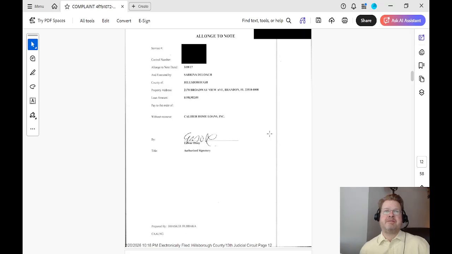An allonge is basically an extra page added to a note when there's no room to endorse on the note itself. It carries endorsements showing transfers. In foreclosure, that allonge has to be firmly affixed and properly executed. If it's legit, yes, it can turn the note into bearer paper, meaning whoever holds it can enforce it. But if the allonge is questionable, the borrower might challenge the chain of ownership.